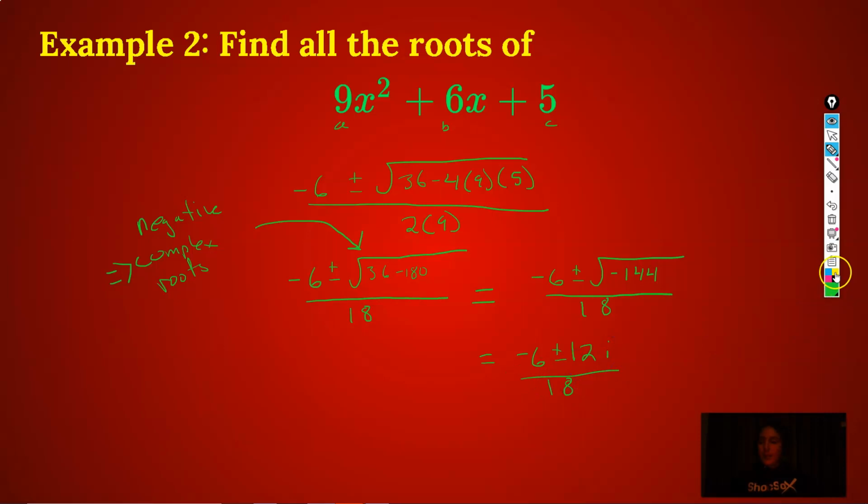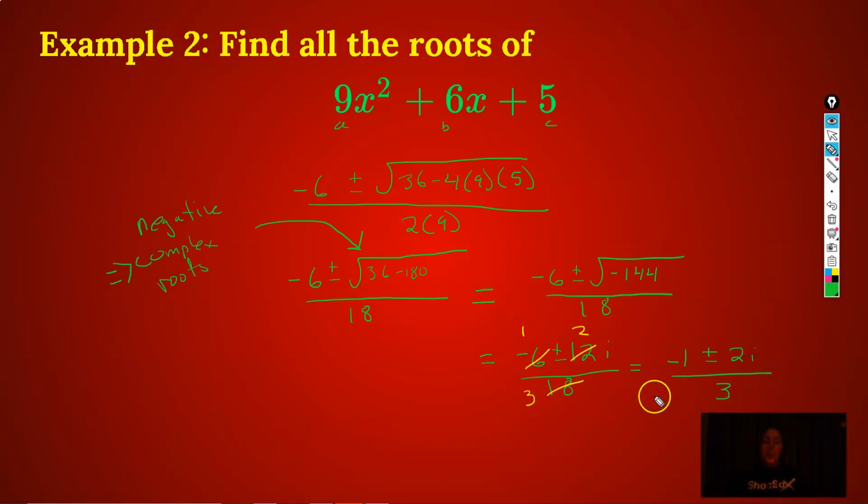Do any of these numbers have something in common? Yes, they do. We can all divide by 6. That's going to be a negative 1, that'll be a 2, that'll be a 3. So we divided everything out by 6, which left us with negative 1 plus or minus 2i over 3.